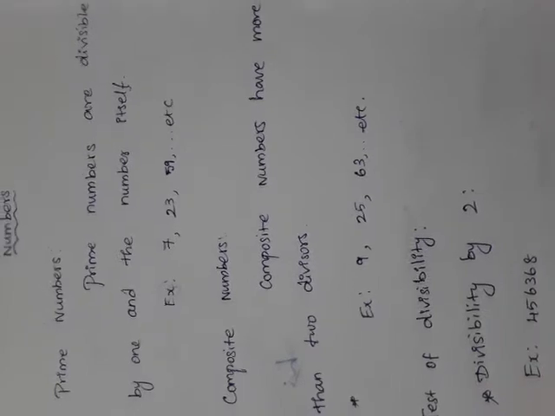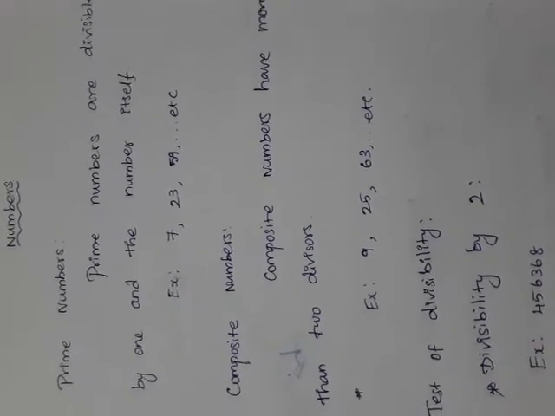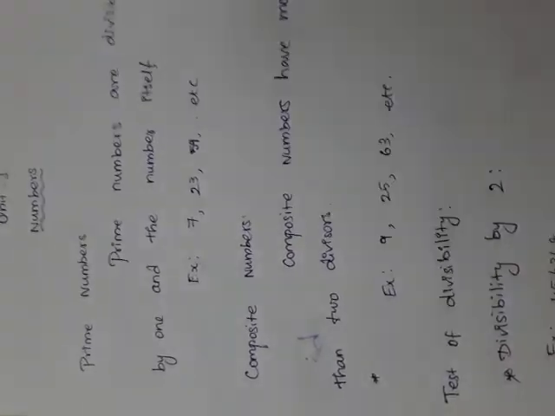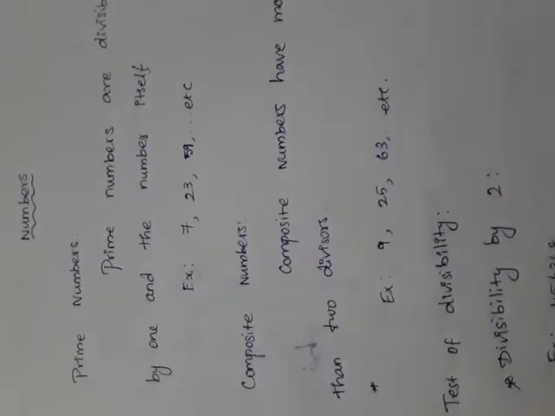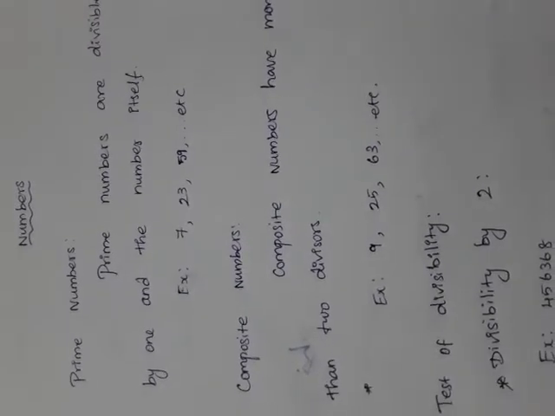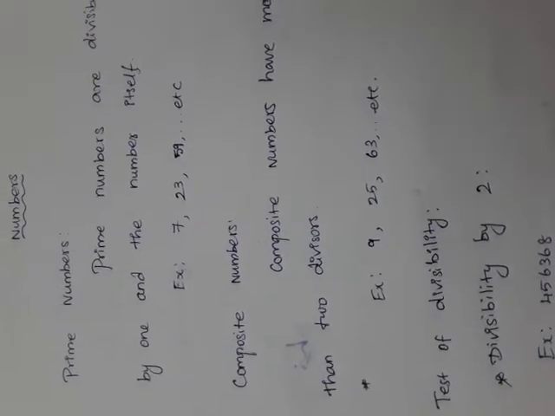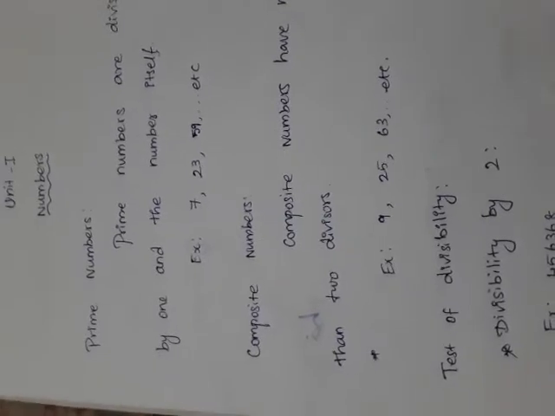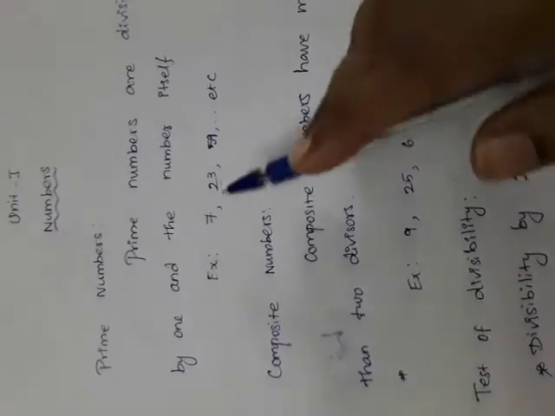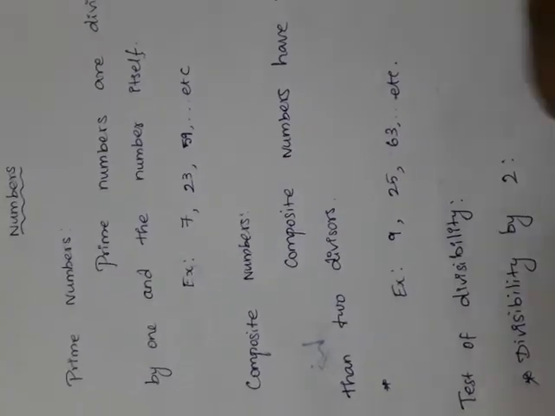Simply you can remember like this: it will come only in the first table. It won't come in any other table. But the actual meaning is the number must be divided by only 1 and the number itself. If you have any confusion, you can think like this also. Next example is 23.